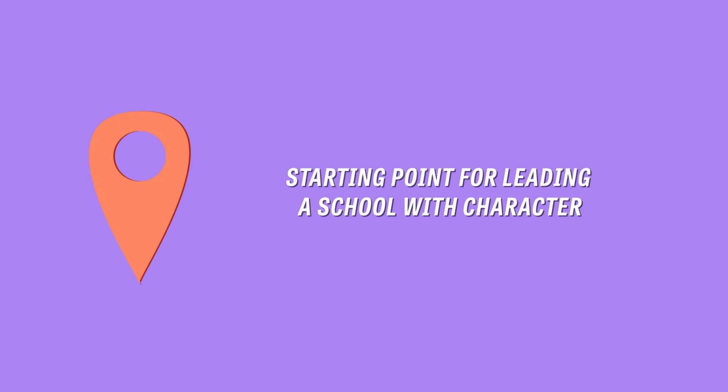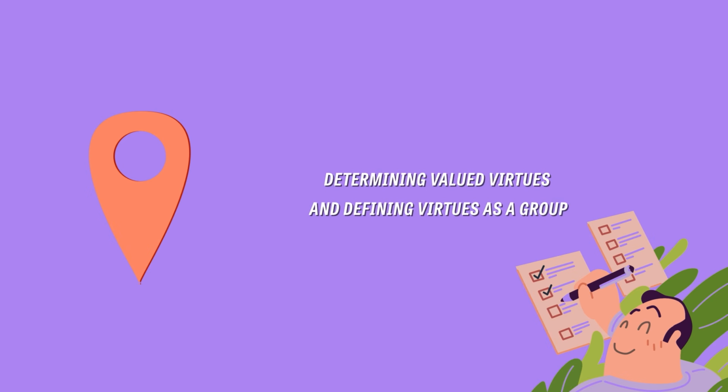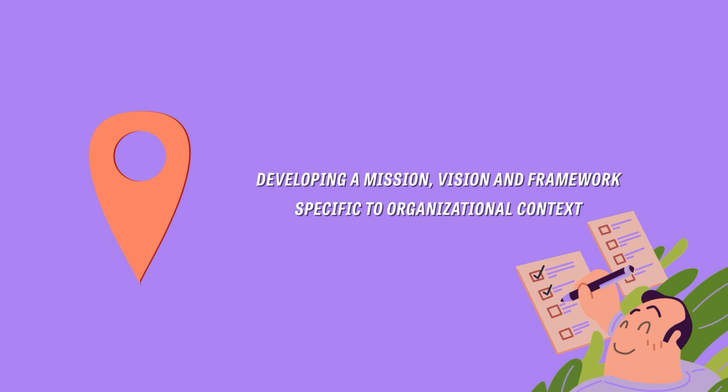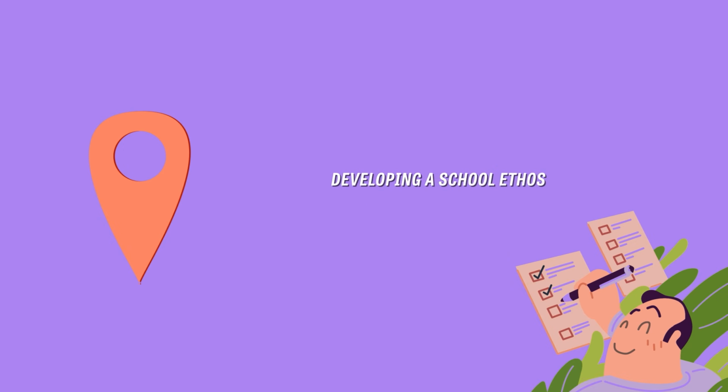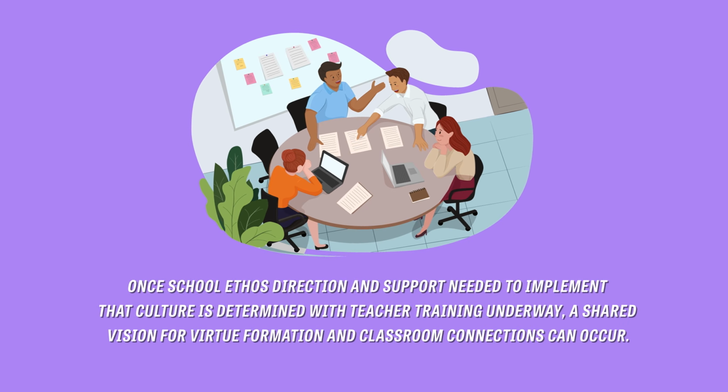A potential starting point for leading a school with character might include the following: gathering stakeholders, determining a shared vision that cultivates human and societal flourishing with virtue formation, determining valued virtues and defining virtues as a group, intellectual, moral, civic, and performance, developing a mission, vision, and framework specific to organizational contexts, developing an action plan for staff training, and developing a school ethos for COT character, as well as a plan for making classroom connections through content, materials, activities, and more for taught and sought character. Once school ethos, direction, and support needed to implement that culture is determined with teacher training underway, a shared vision for virtue formation and classroom connections can occur.